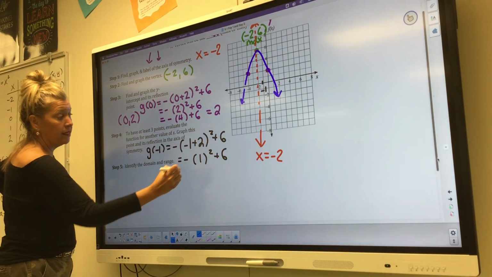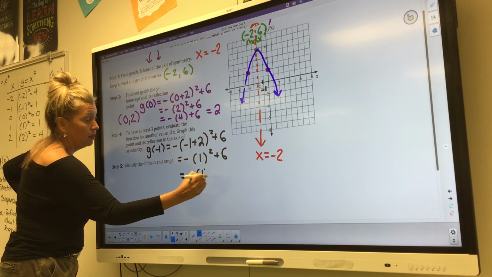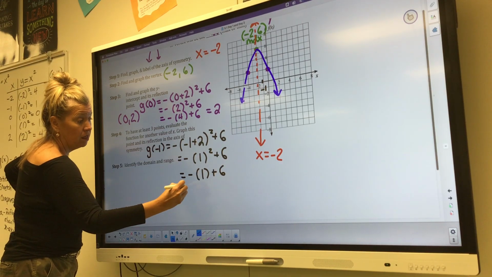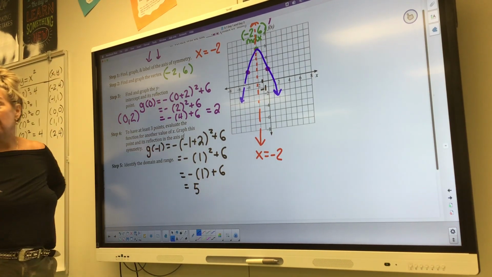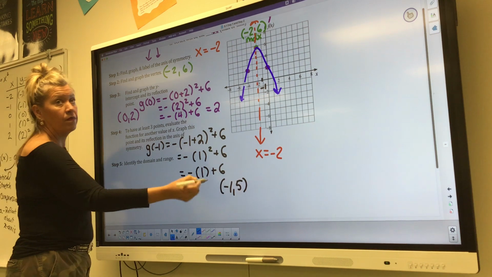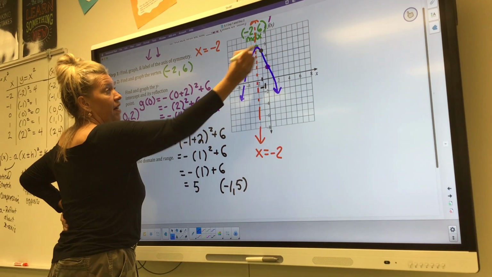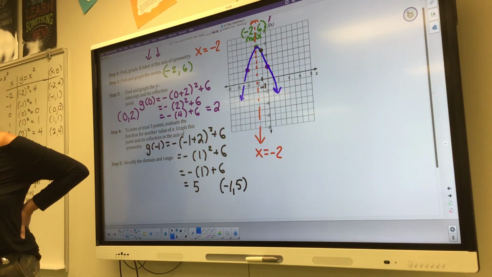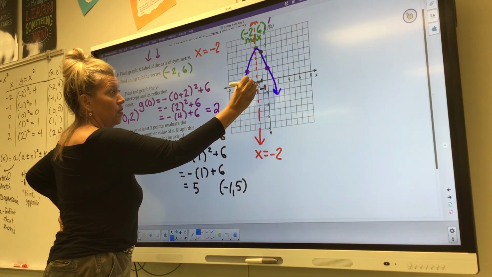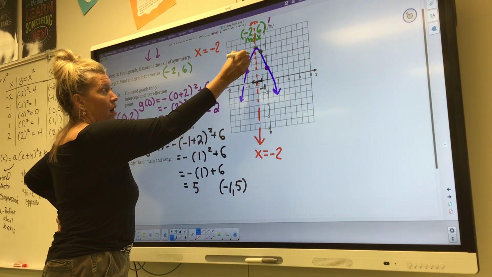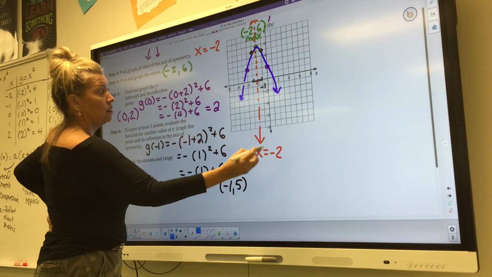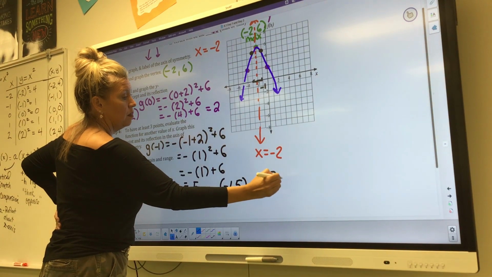Then we square it. 1 times 1 is 1. Then we multiply it by -1. So we get -1 plus 6, which is 5. So what ordered pair is that? That's the ordered pair (-1, 5). Now we can reflect it again like we did the y-intercept. Well, this distance is 1, so I'm going to go left 1, and then up and create that point. So that last point there is (-3, 5).